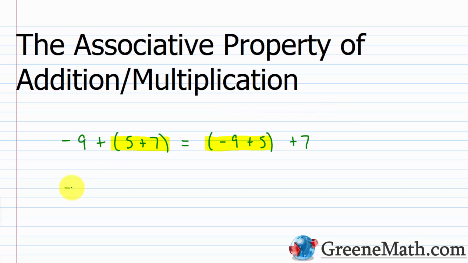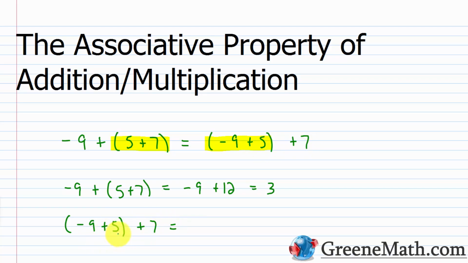On the left, if I have negative 9 plus the quantity 5 plus 7, 5 plus 7 done first is 12. So you'd have negative 9 plus 12, which gives us positive 3. If I look at the one on the right here, I have the quantity negative 9 plus 5. This is done first, and then plus 7. So negative 9 plus 5 is going to give me negative 4. So this is negative 4 plus 7, and negative 4 plus 7 is also 3.